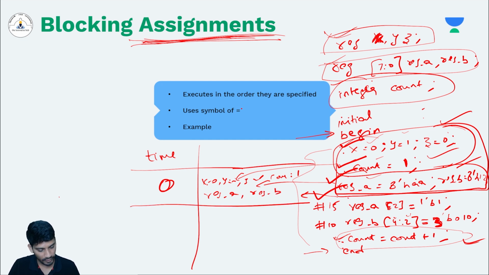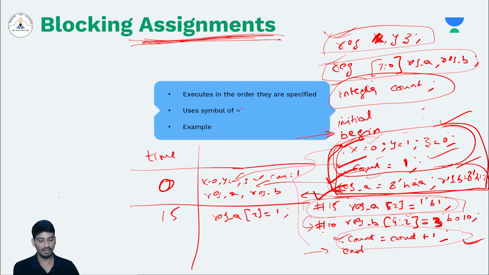Okay. After this, in the sequential order, which statement is coming? This statement. So after 15 nanoseconds, this register A second bit will be initialized to 1. Okay. After executing this statement, it will go to the next statement. So how much time will it take? 15 plus 10. This is 0. At 0, all these things are executed. So 0 plus 15, this line will execute. And 0 plus 15 plus 10, which is 25 time units, this statement will execute.